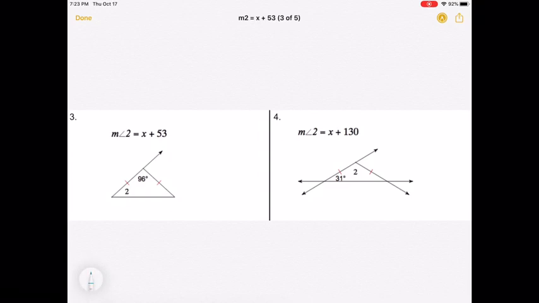Okay, on to the next two. So 3, we have the measure of angle 2 equals x plus 53. So they didn't label that for you, so you want to go ahead and just kind of do that. And I'm just going to do it with an arrow. So x plus 53. All right.